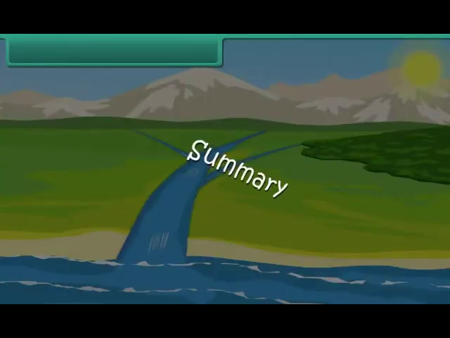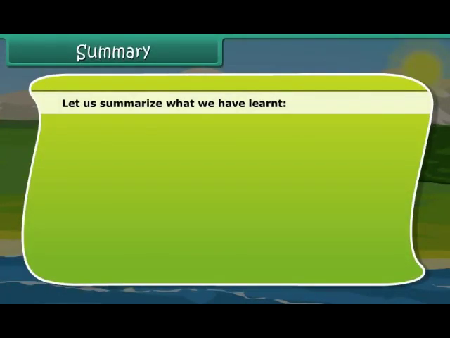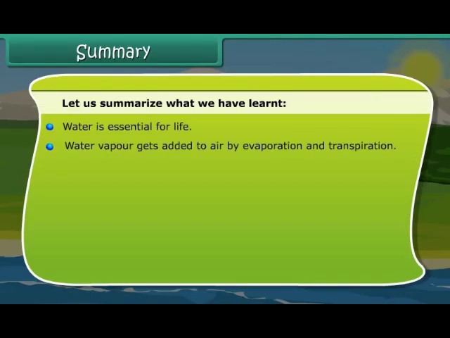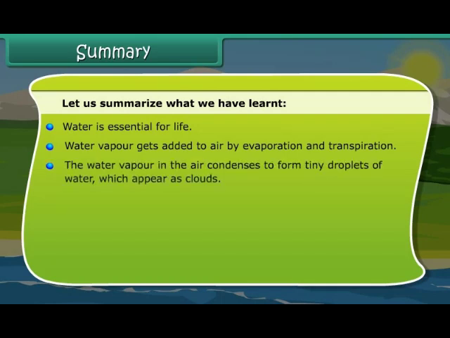Summary. Let us summarize what we have learned. Water is essential for life. Water vapor gets added to air by evaporation and transpiration. The water vapor in the air condenses to form tiny droplets of water which appear as clouds. The tiny droplets come together and fall down as rain, snow, or hail.